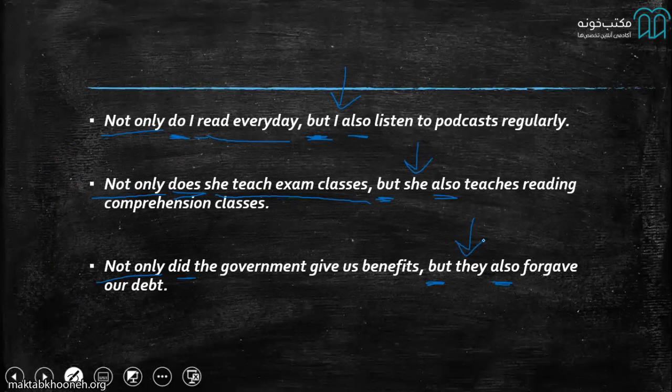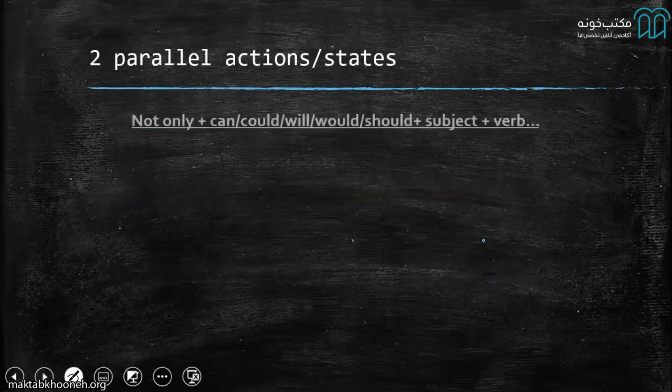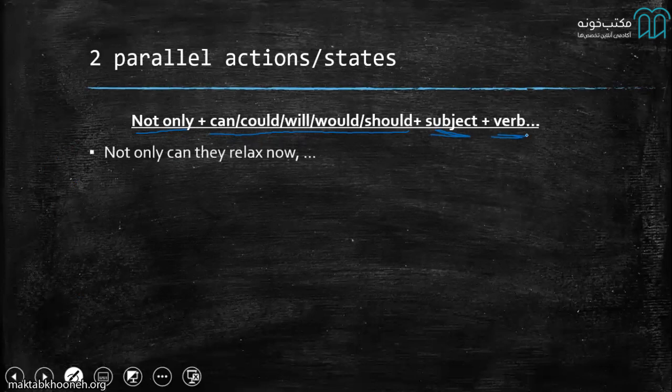Now, this is when you have two parallel actions. In these cases, we use do, does, or did, but sometimes we have modal verbs or states, which means you would be using can, could, will, would, or should. So this changes a bit. You're using "not only" again, then one of these modal verbs, then a subject, and then your verb, kind of like a question. So it would be like this: Not only can they relax now. I have "not only," I have "can," and then I have "they relax now."